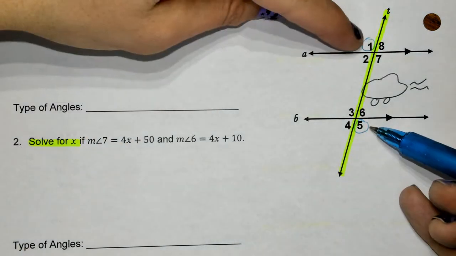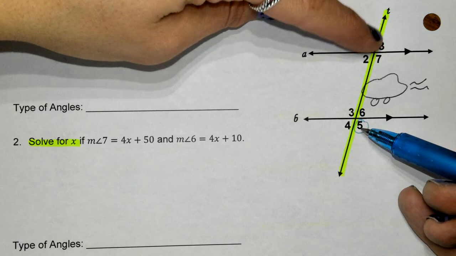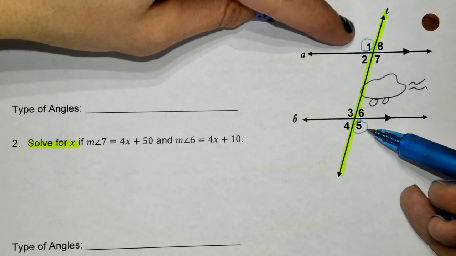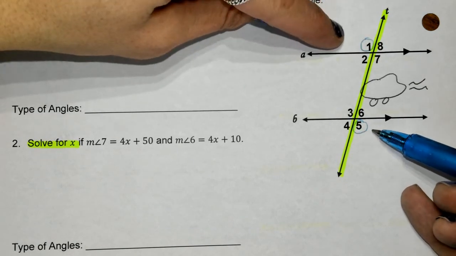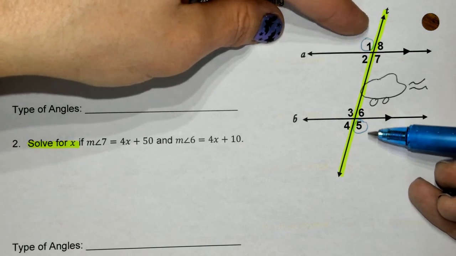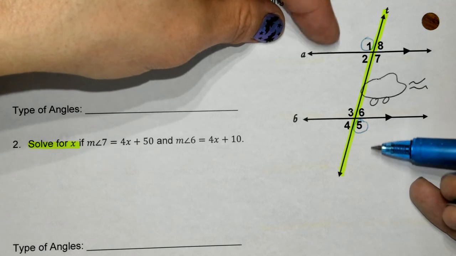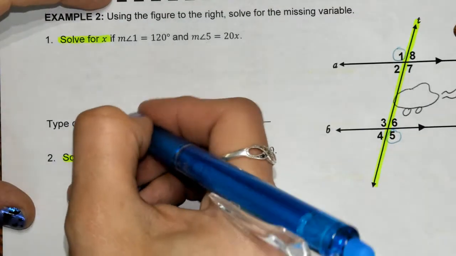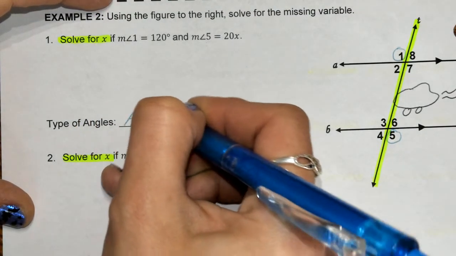So I'm noticing that angle 1 and angle 5, 1 is to the left, 5 is to the right. So I'm on alternate sides of this transversal, and I'm noticing that we are out of the road where that car is, so we are exterior. So we have alternate exterior angles. So here we can write alternate exterior angles.